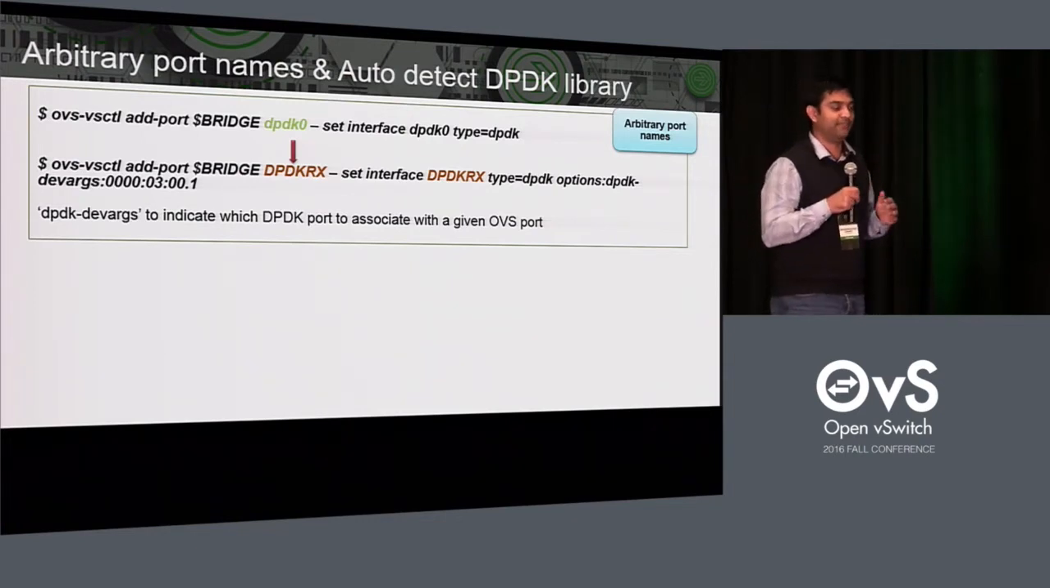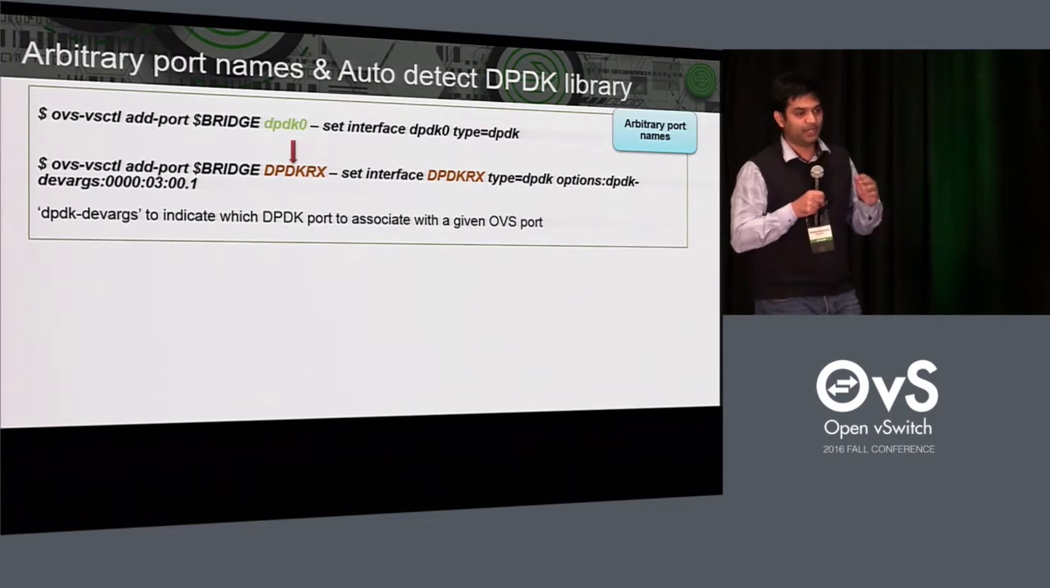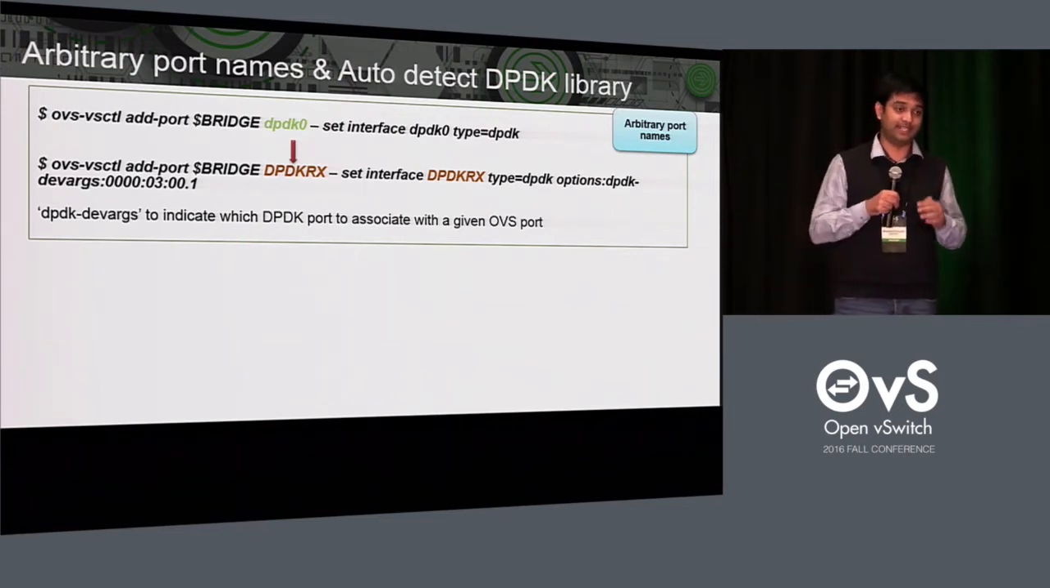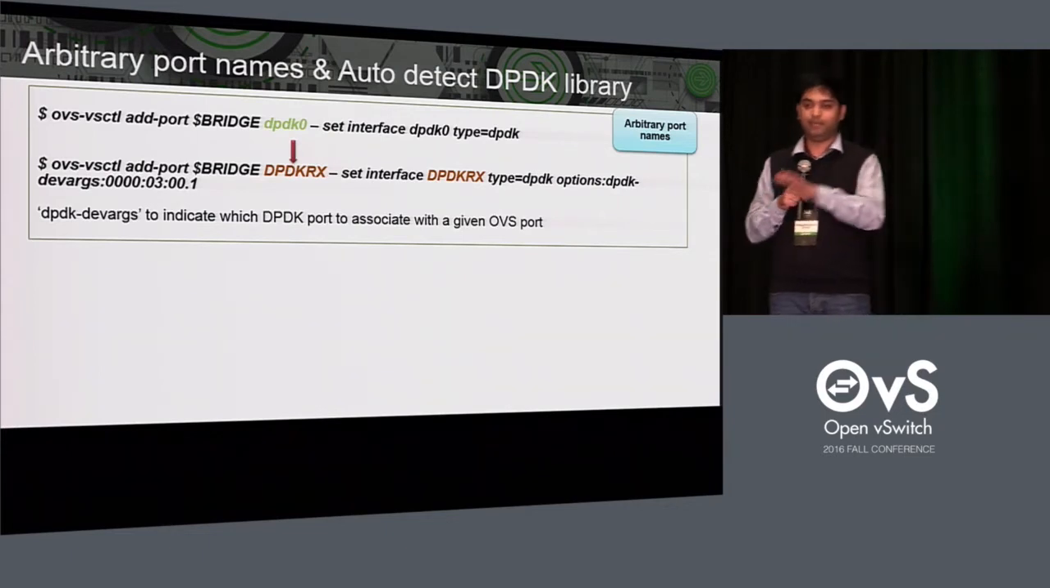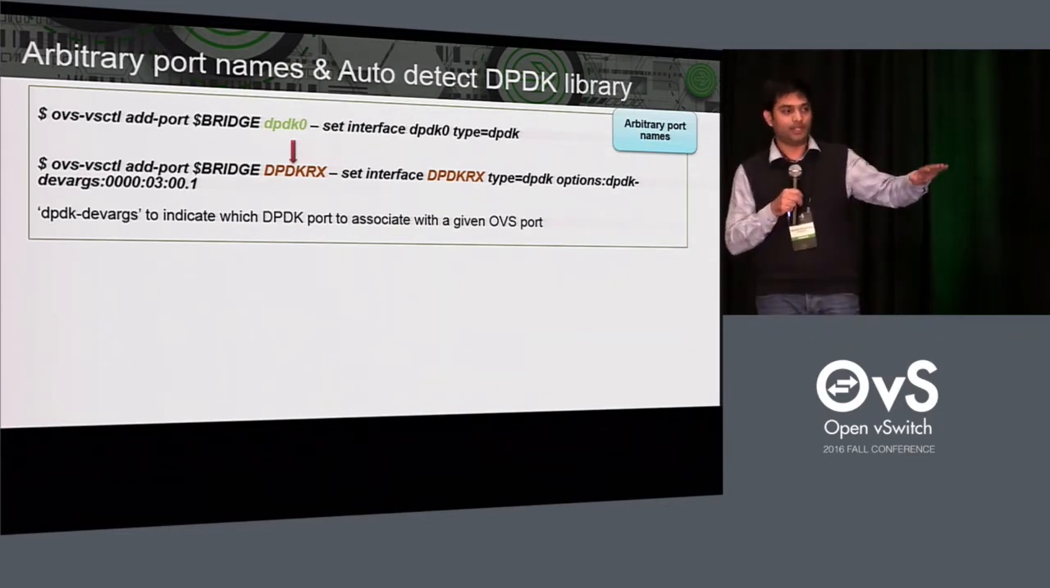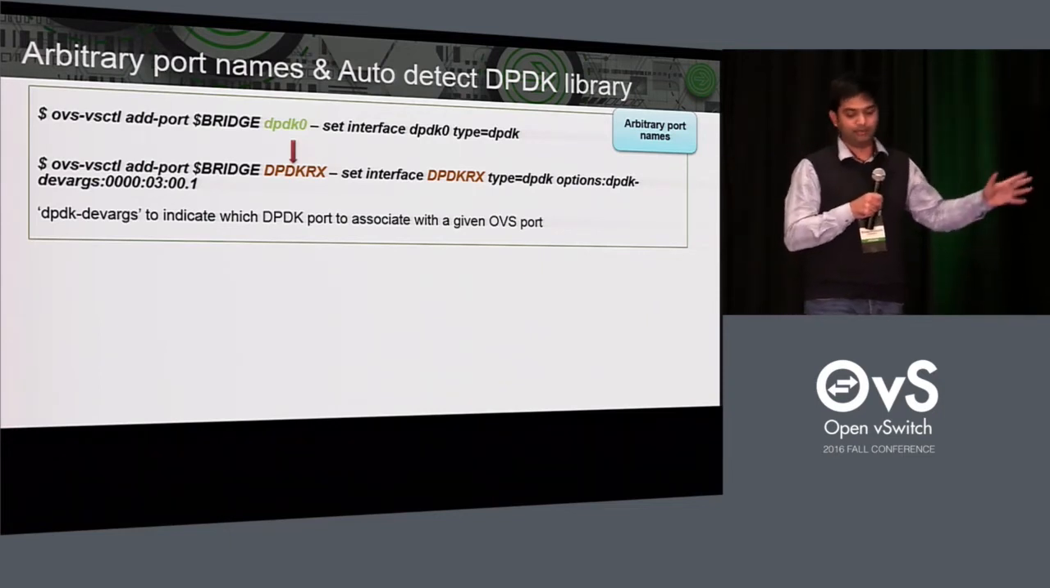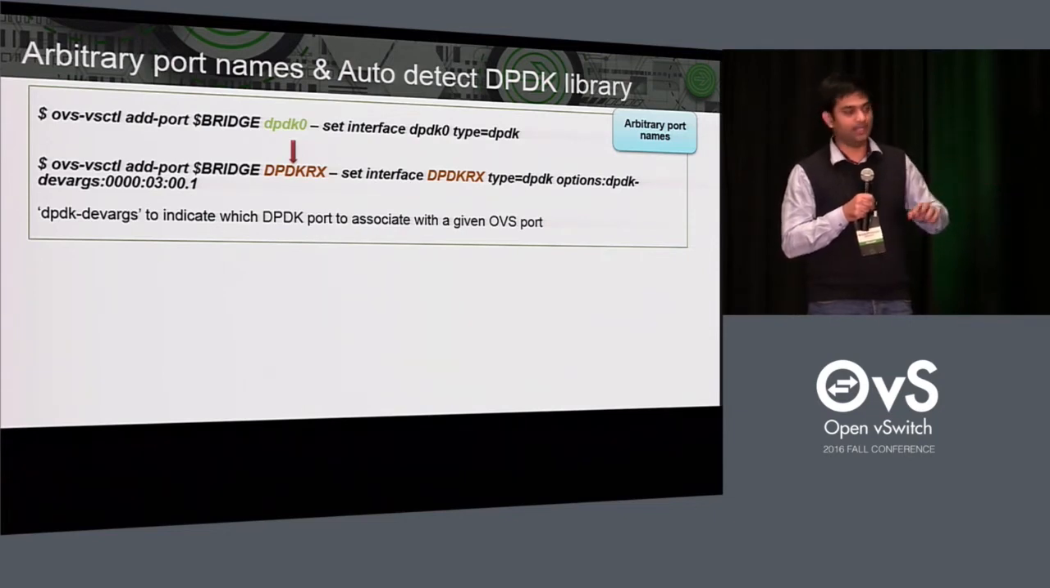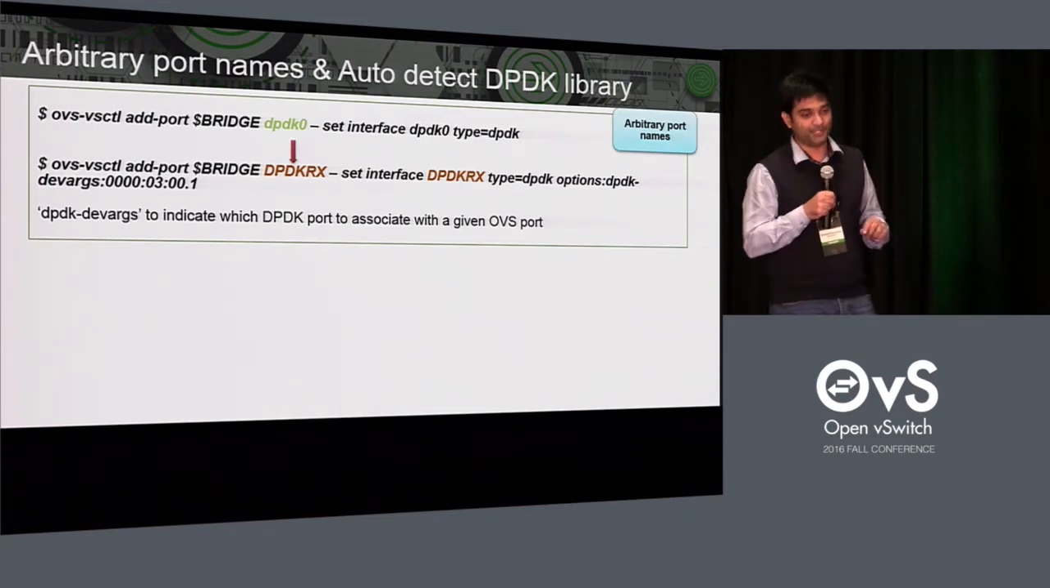So one has to have meaningful names assigned to the DPDK ports. And not just that, there is something more to that. There should be a way that you can understand the PCI address and you can map that to the specific DPDK port. And this particular feature enables arbitrary port naming as well as mapping the PCI address to that specific port. And there is something more to that.